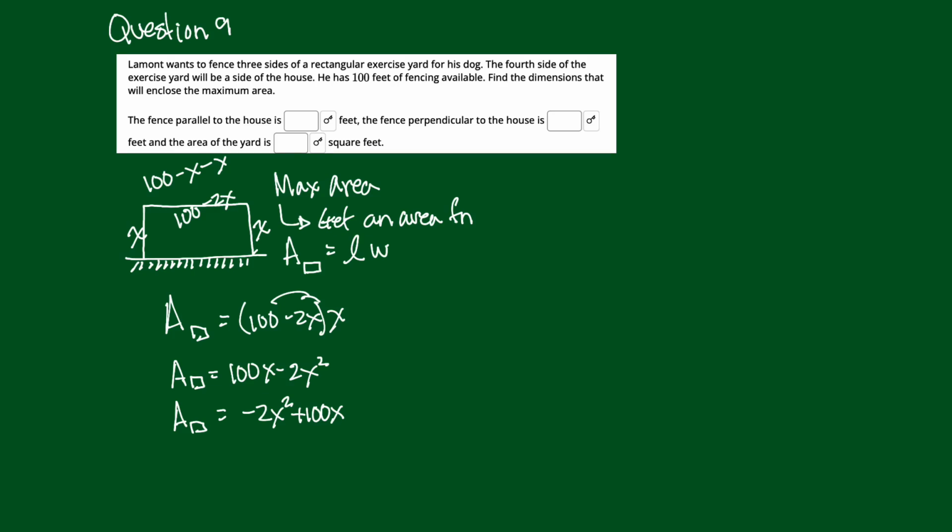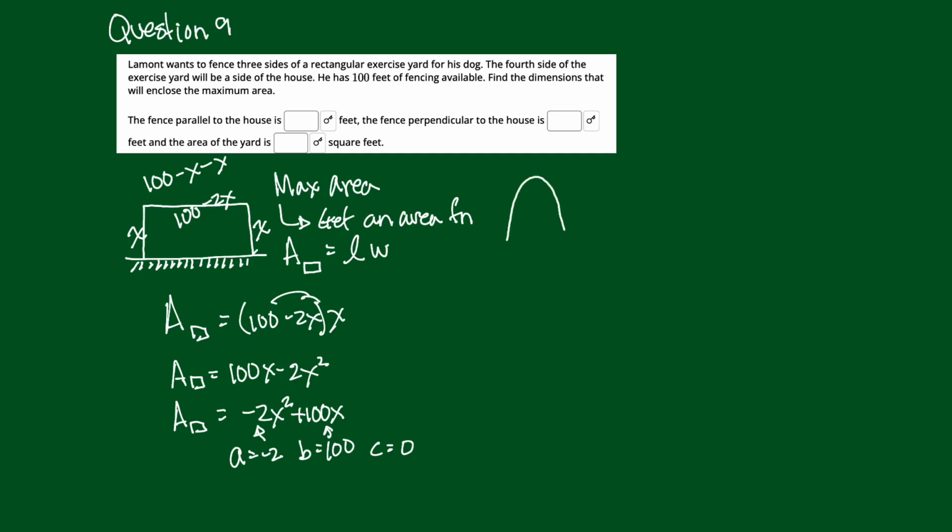And now you can see that this is a quadratic polynomial, right? Here is ax squared plus bx plus c. So what I've got is that a is negative 2, b is 100, and c, well, that's a 0 out there. Now in that quadratic, the leading coefficient's negative, so it's a parabola. Leading coefficient's negative, so if I was to graph this or draw this, it would look like this.